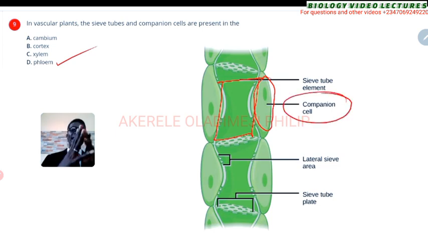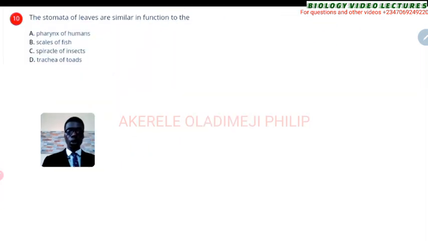So it created the space for substance to be able to move through. So that's why there's no nucleus in it anymore. But however, it stays alive by companion cells. And you can see each sieve tube is separated by what we call sieve plates. Sieve plate. All right. If you have seen my lecture on transport in plants, this will be much easier. You can check that up later. But this is okay for that question there.